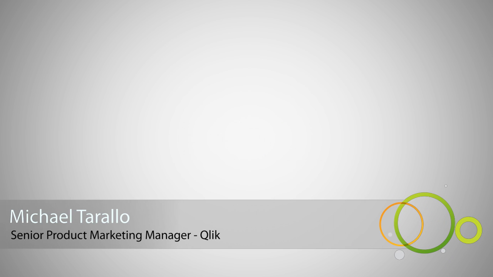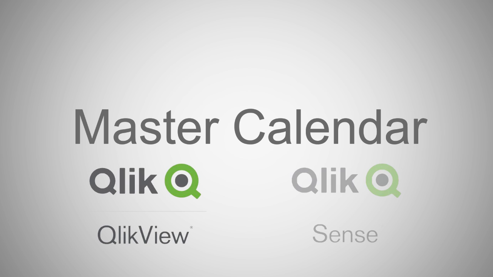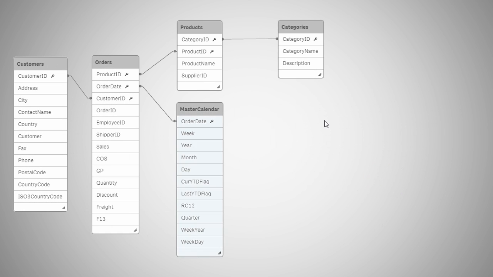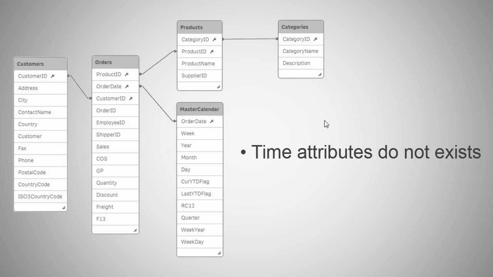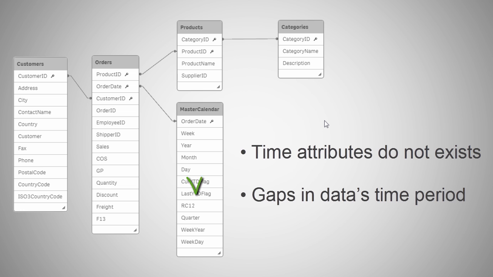In this video, I will introduce you to a concept known as the master calendar, which can be used with both QlikView and Qlik Sense. A master calendar is simply a table that contains a time period and time attributes that you define, linked to your existing data. If you are unable to analyze data by different time dimensions using your existing dataset, or have noticed time gaps when creating charts and other visualizations, the master calendar will solve these problems.